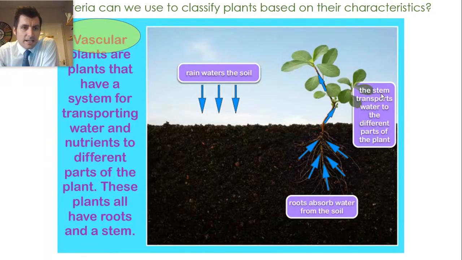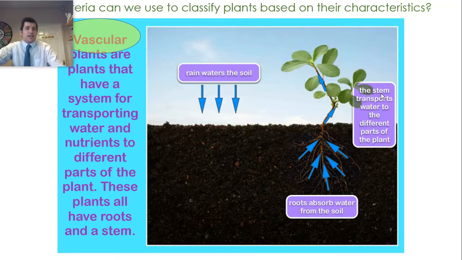So vascular plants have a system which transports and moves water and nutrients, so the things that they need from the soil, to different parts of the plant. Okay, they all have a root and a stem. So if you think about our water cycle, where the water is coming around, it's going down into the ground as precipitation. So rain or snow leads to water on the ground. It goes into the soil. When it's in the soil, those roots act as an anchor, holding the plant in place.